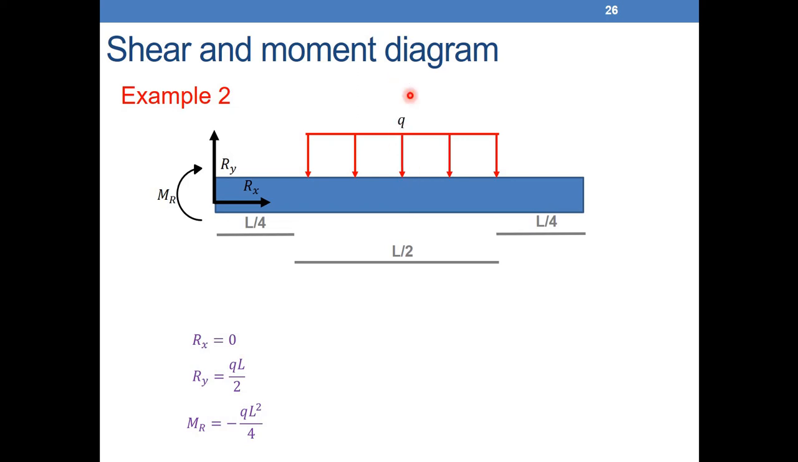The distance between this force QL over 2 and A is L over 4 plus L over 4. So we find that Mr is equal to minus QL squared over 4. Now we have Ry going upwards, QL over 2, and Mr, taken in the clockwise direction, equal to minus QL squared over 4. Using these, we now need to find the shear force diagram and the internal moment diagram.